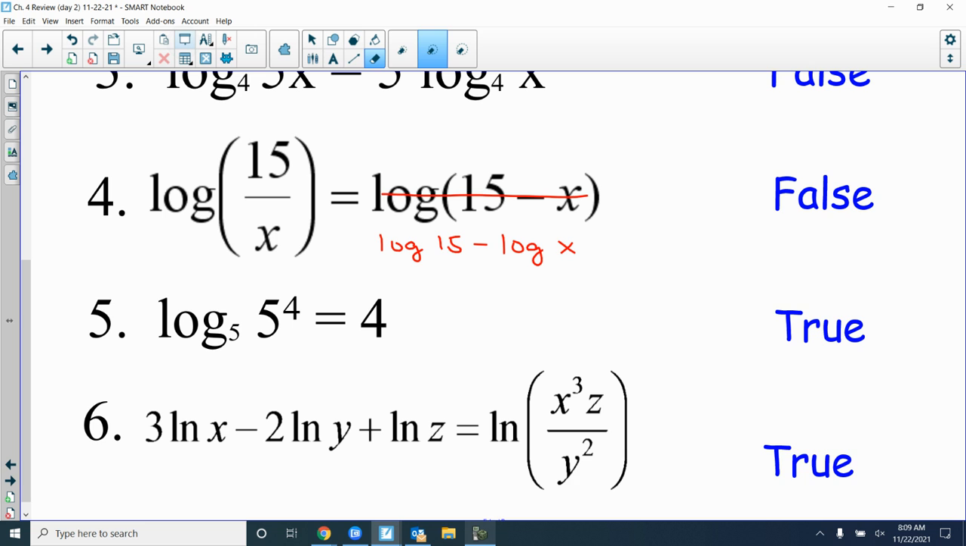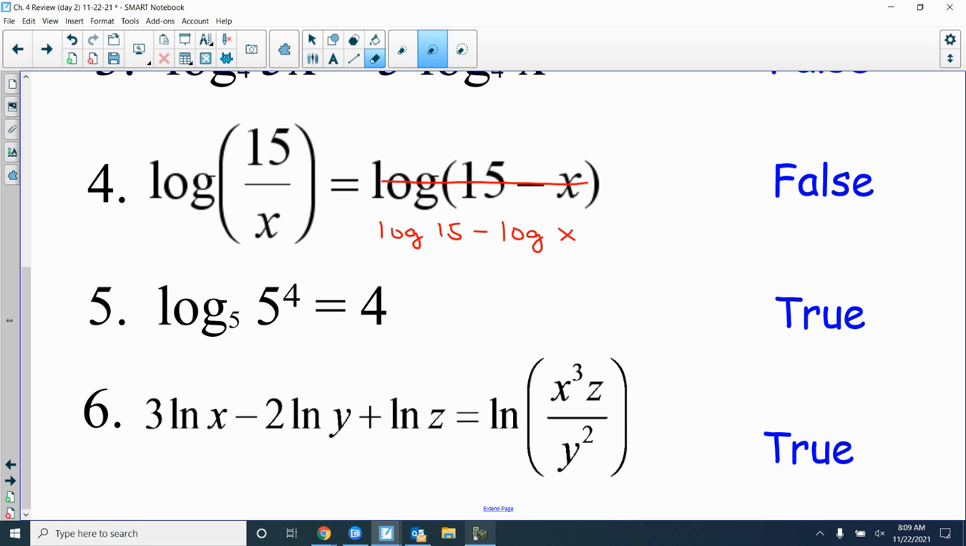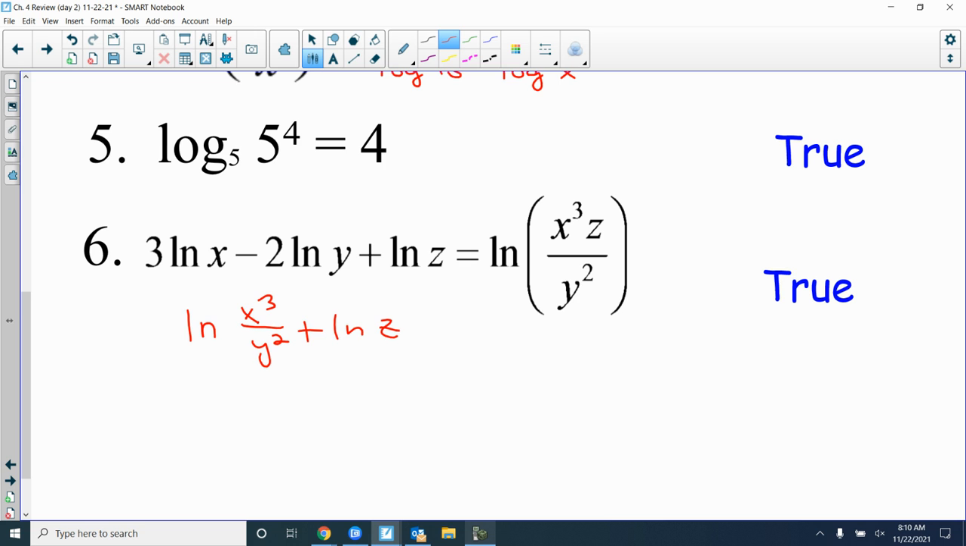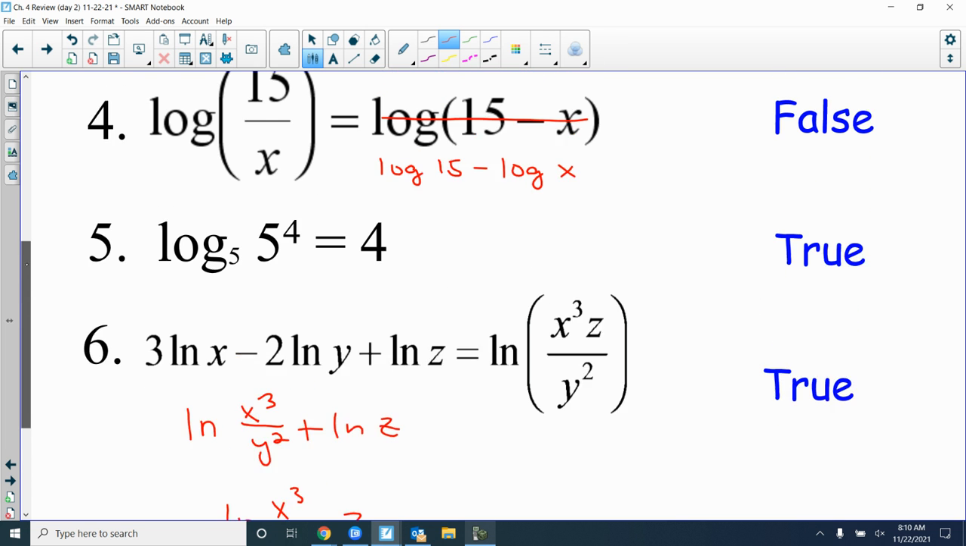And then 6, I don't know if you had a chance to get there. That is true. Remember, do not do the plus first and then do the minus. You work left to right. Work left to right. And so that will be natural log of x cubed over y squared plus natural log of z. You cannot give me like this. You gotta simplify it to one single fraction. Condense it all the way to one single fraction: x cubed z over y squared. All right, so some true false ones that you gotta be careful of.